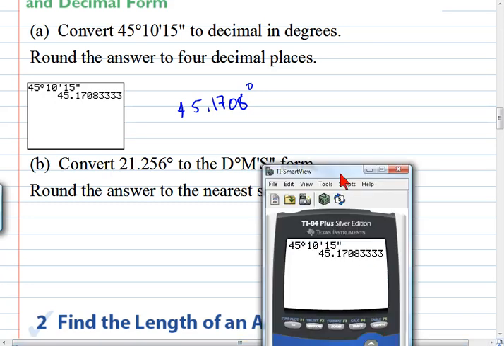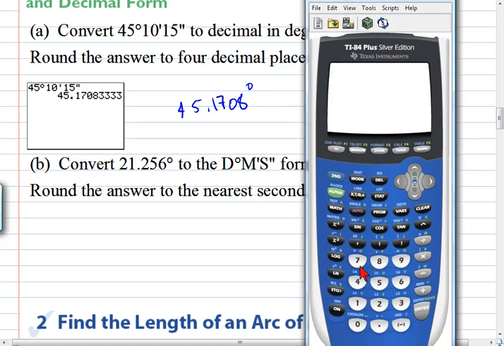Pull up your calculator. Let me clear this off. And we have 21.256. Go back into angle. And this is degrees. And we're going to convert this to, so go back into angle, degrees, minutes, and seconds. And that's number 4, where we convert the previous answer to degrees, minutes, seconds. And it gives it to us: 21 degrees, 15 minutes, and 21.6 seconds.